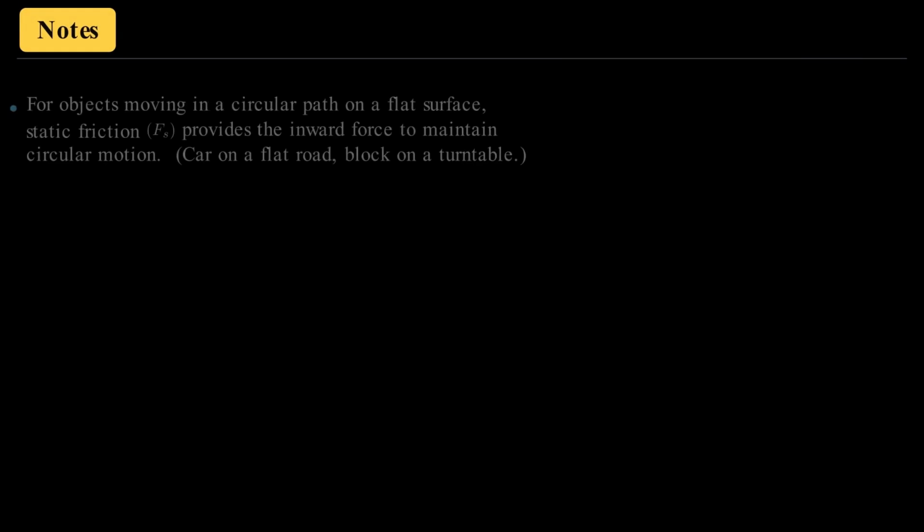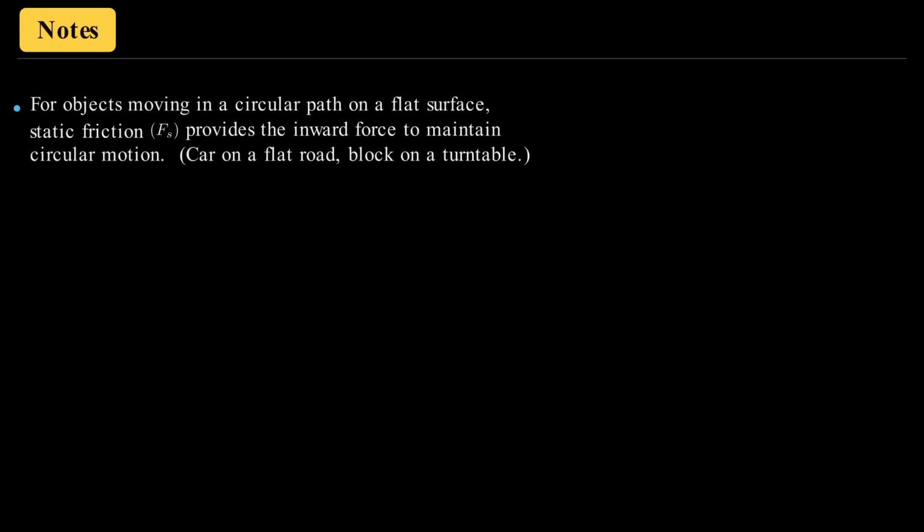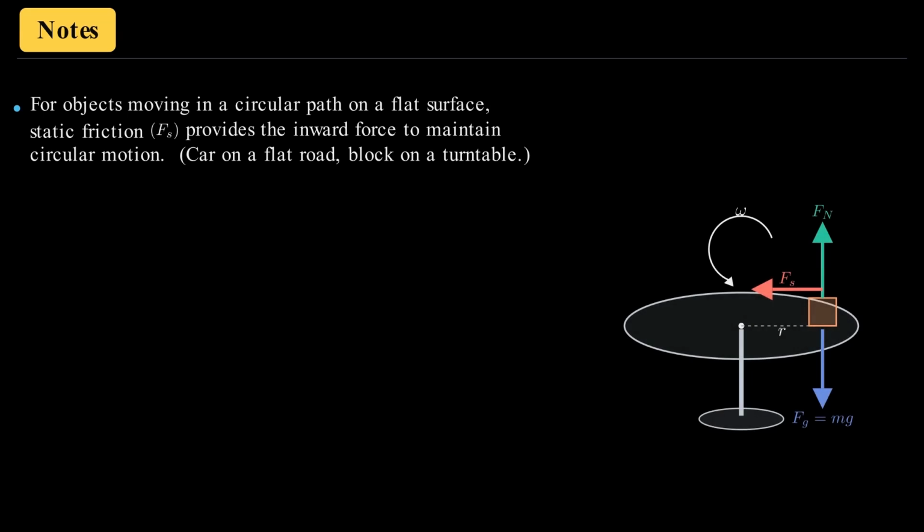For the following questions, you're going to be needing these two notes. First, for objects moving in a circular path on a flat surface, static friction Fs provides the inward force to maintain circular motion. For example, a car turning on a flat road or a block on a rotating turntable. Now you studied in grade 11 that μs, or coefficient of static friction, is equal to Fs divided by Fn. Now we said that static friction, or Fs, will be the inward force needed to maintain circular motion. So you have to replace Fs with Fc and Fn with Fg.